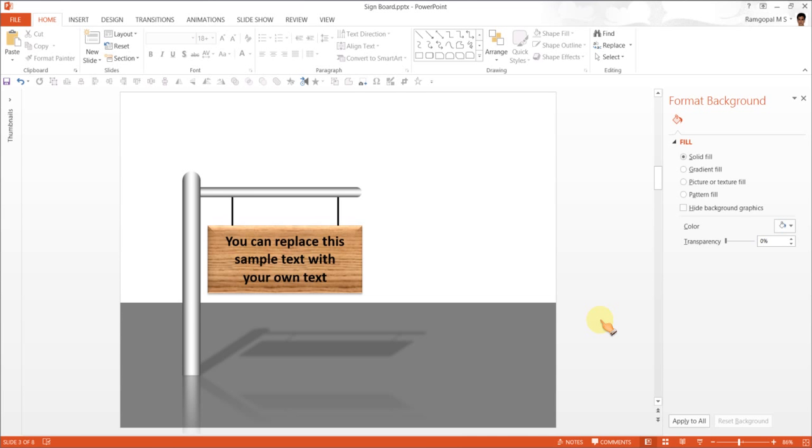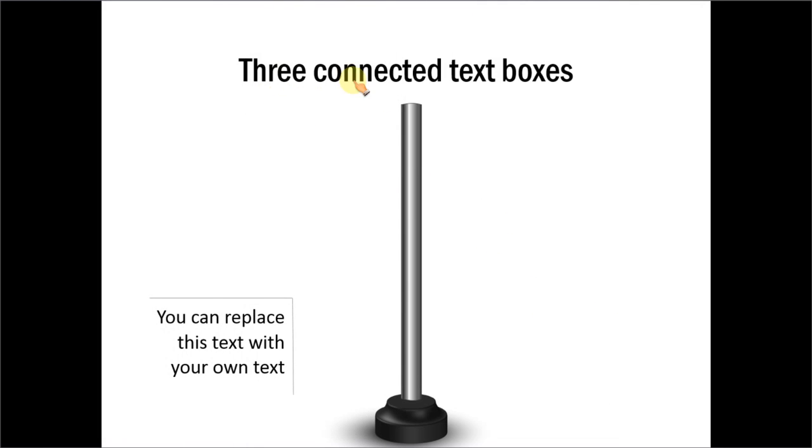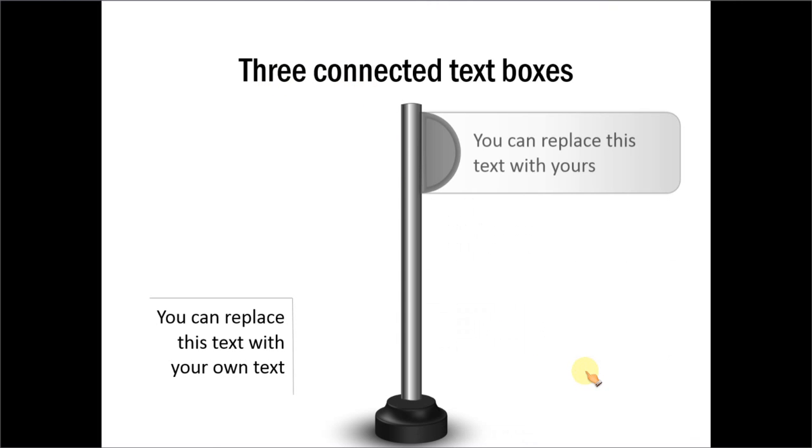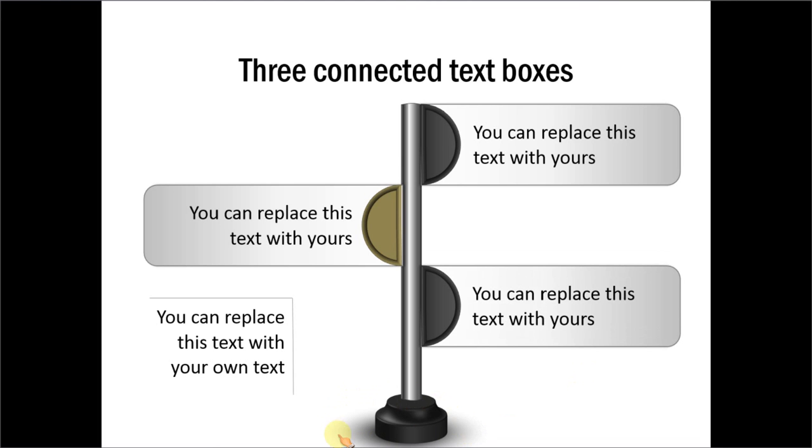Let me show you some variations of signboard in PowerPoint, and the templates you're going to see are taken from our PowerPoint CEO packs, volume 1 and 2. And let me go to the slideshow view, and this is the first one, which talks about three connected text boxes. And this is the first one, this is the second one, and this is the third one. And observe this beautiful disc that holds the pole, and we have used a little bit more advanced variation of the gradient here to give it a steel rod feel.